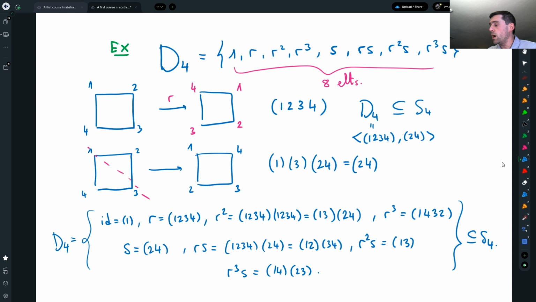Okay, so that's as much as I wanted to do about symmetric groups, and then next time we'll start talking about cosets, which will allow us to prove a very important theorem called Lagrange's theorem. So until then.